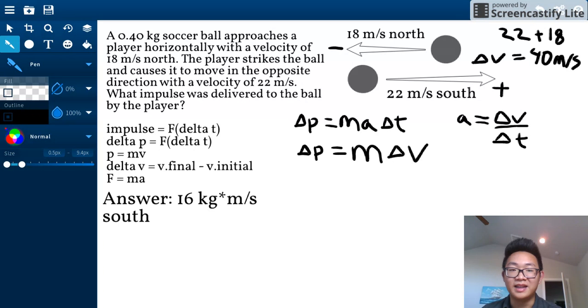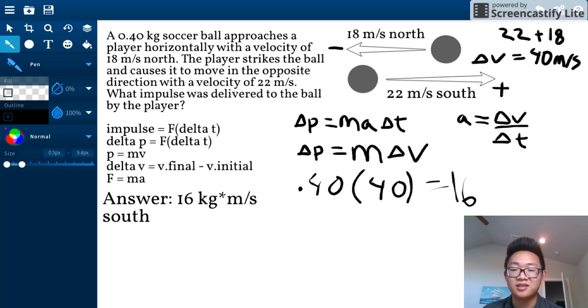We can plug in mass, which is 0.4 kilograms. And we multiply that by the change in velocity, which is 40 meters per second. And we do that, it comes out as 16. And we need units. Of course, that's kilograms multiplied by meters per second. So it comes out as kilogram meters per second.